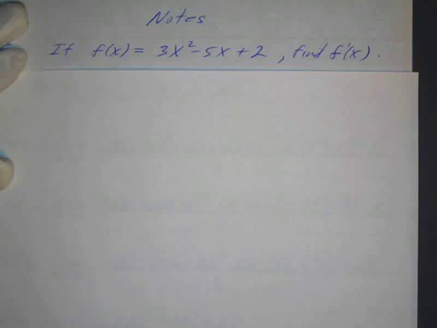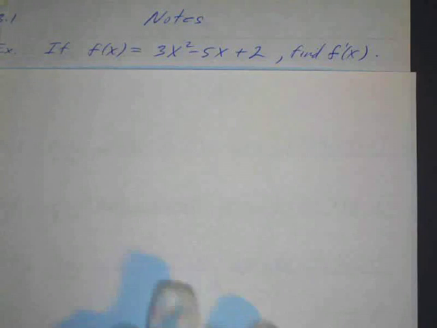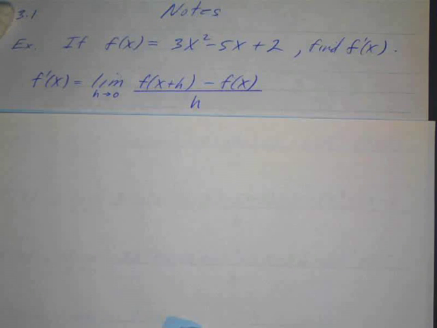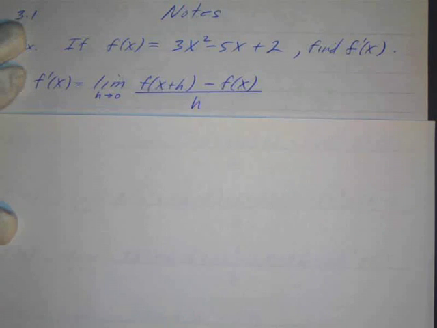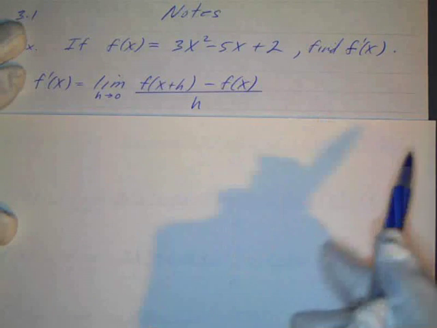Let's say f of x equals 3x squared minus 5x plus 2, find f prime of x. Very similar to what we did in section 2.4, we write down the formula. In this case, it's f prime of x equals the limit as h approaches 0 of f of x plus h minus f of x. Now I don't have to put the a in because it's not at a particular point, so this is one less step than we've done previously.